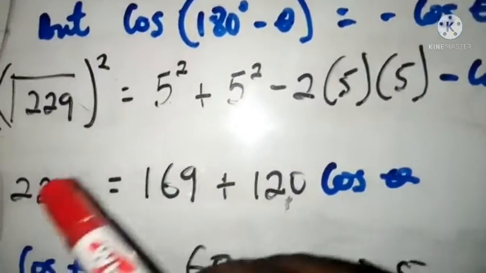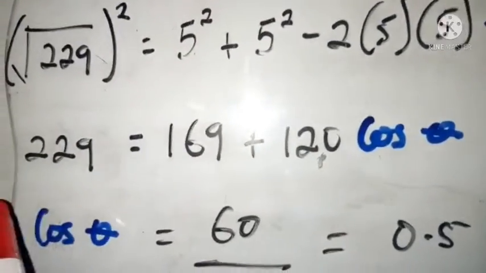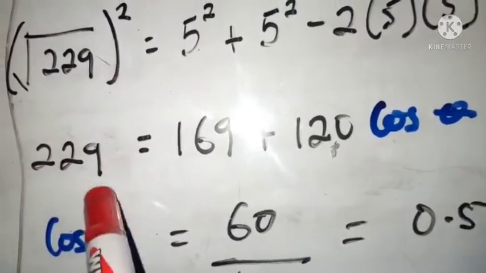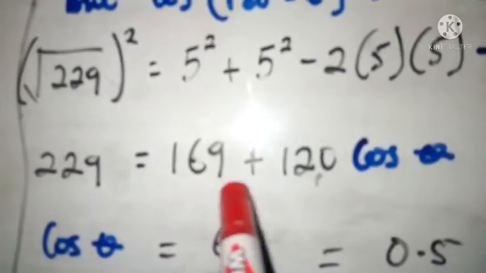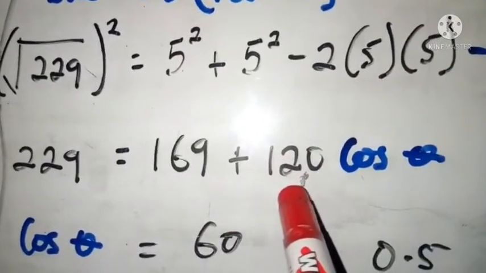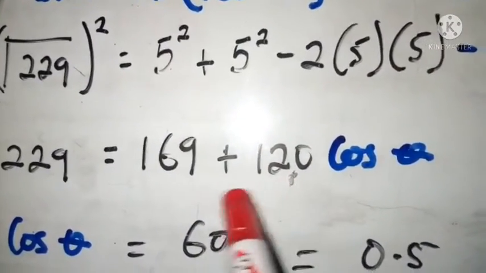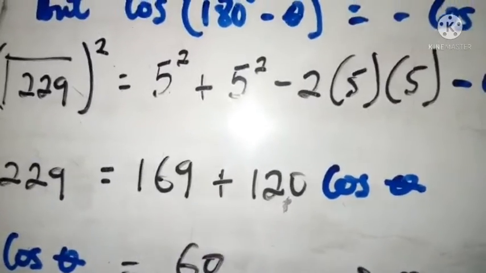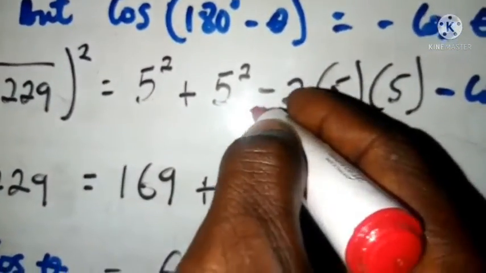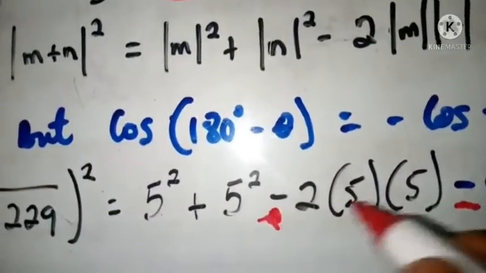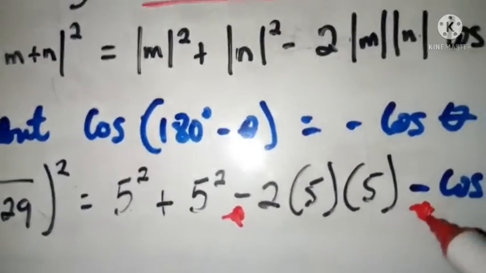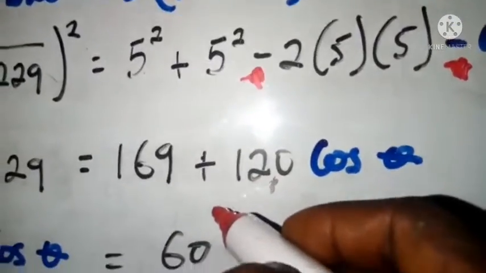Now that you have all the numbers, if you do the calculation perfectly, you should arrive at 229. So this square will cancel that square. Here will give you 169 plus 120. Remember that this tends to be positive because of the negative and the negative here. This negative is pushing this negative to be a positive. So that's how I got a positive number here.